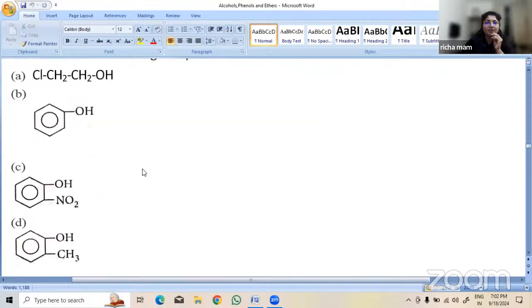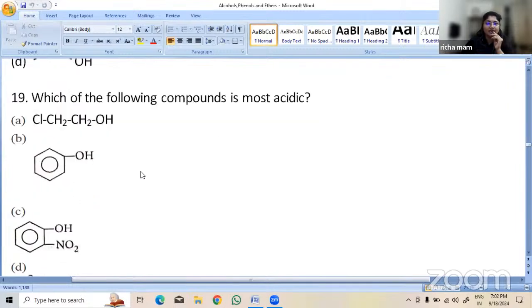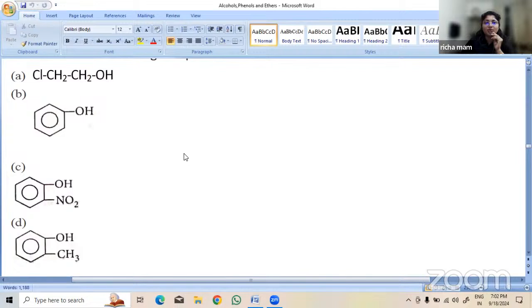Which of the following compounds is more acidic? These are the four options. Which of the following is more acidic? Shri Varuni has answered it as C.